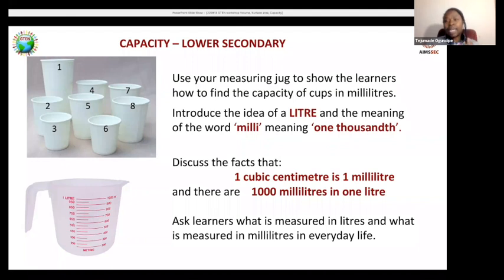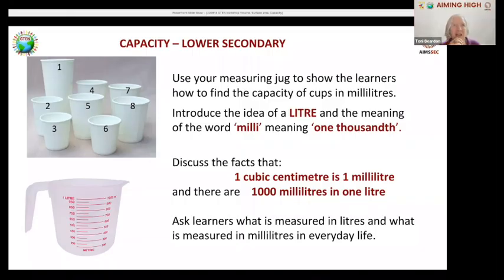So we can actually look at it. You go to a gas station. What are you going to ask for? Are you going to be asking for milliliters? I want 20 milliliters of gas. Or you want to give your child medication. Are you going to be giving your child liters? So you can ask them in everyday life, what is measured in liters, what is measured in milliliters.